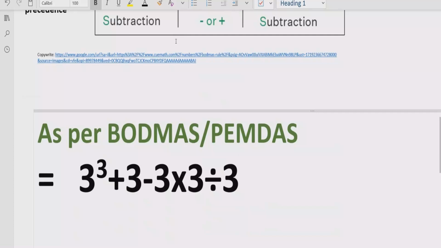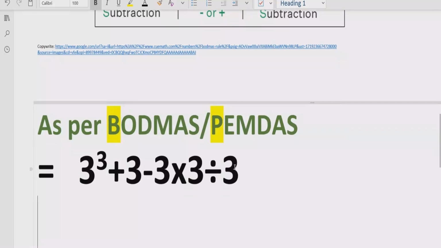So now we will go to solve the given expression. According to the BODMAS and PEMDAS rule, first of all, we have to solve the bracket. But in our expression, we do not have any bracket. So we will skip this step here. Now, step number 2 is you have to solve the exponent part or power of number. So here we have this number which has the power. So first of all, we have to solve this one.